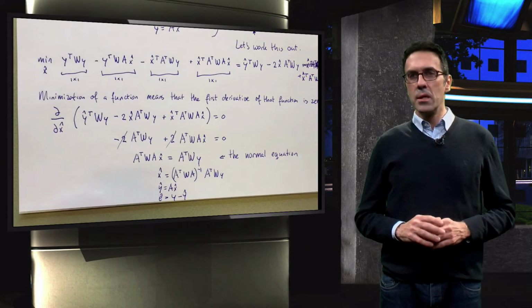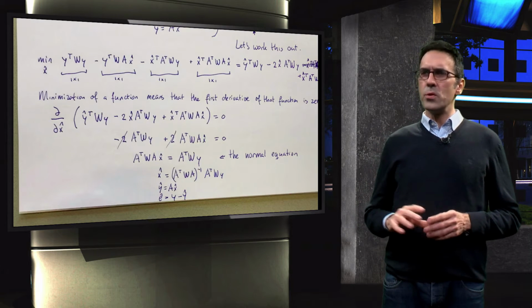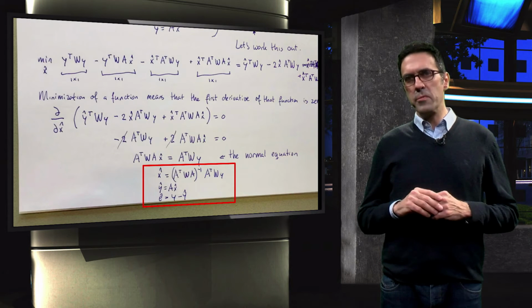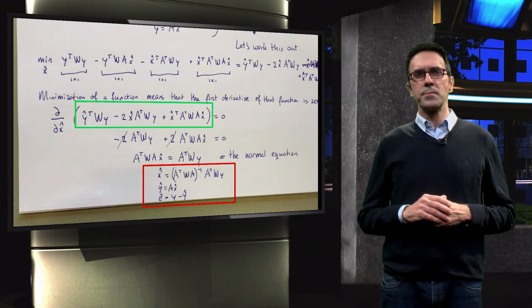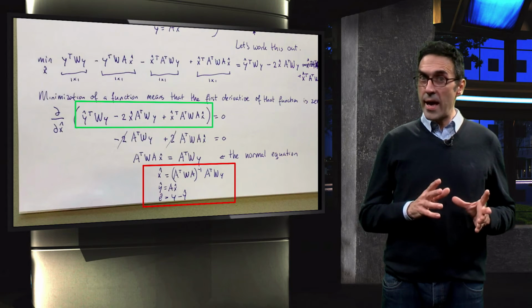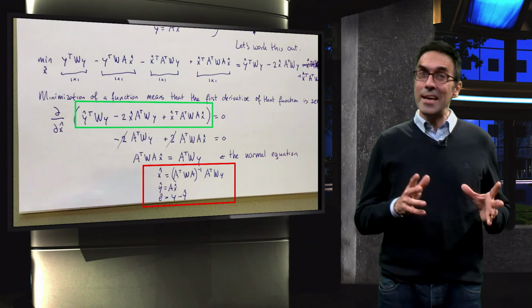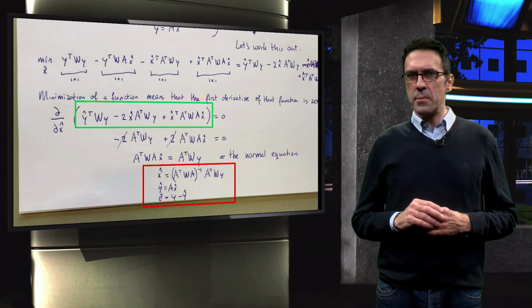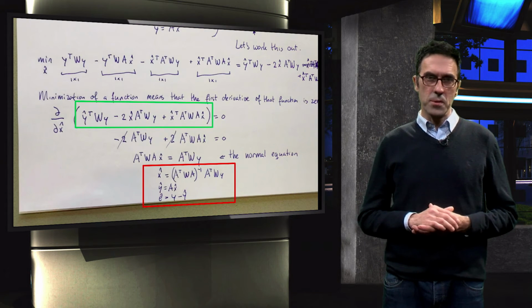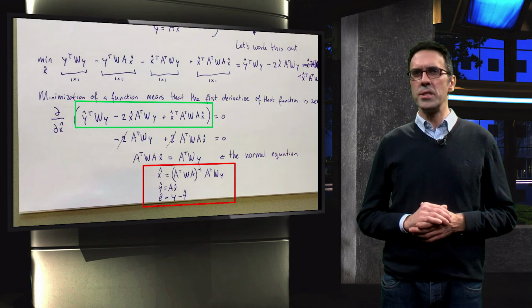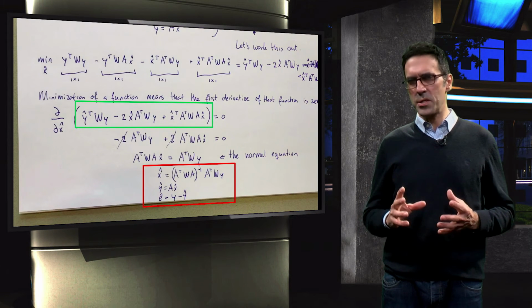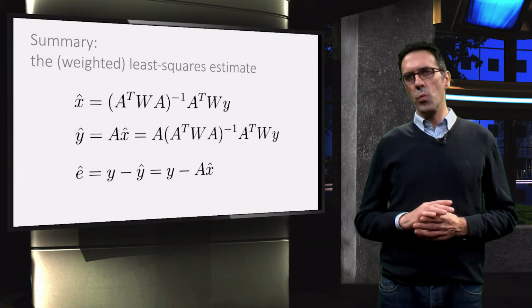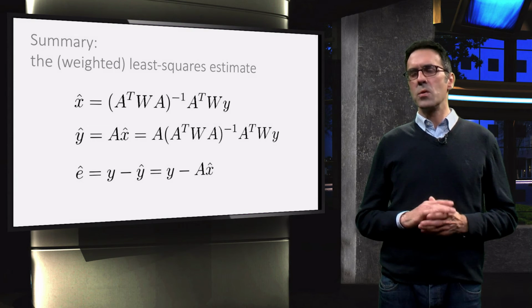In other words, doing some reverse engineering, if we use this expression of x hat, we can find the minimum value of this function. Since y hat is A times x hat, and e hat is y minus y hat, this also means that this expression for x hat minimizes the sum of the squared residuals, which was our starting point. For this reason, x hat is our least squares estimate. In the end, this gives us the expressions of the weighted least squares estimators for x, y, and e.